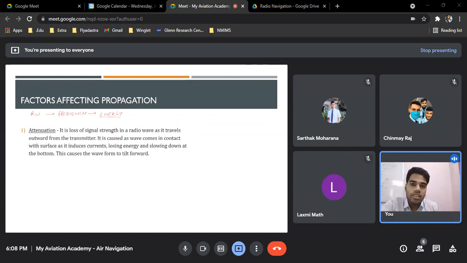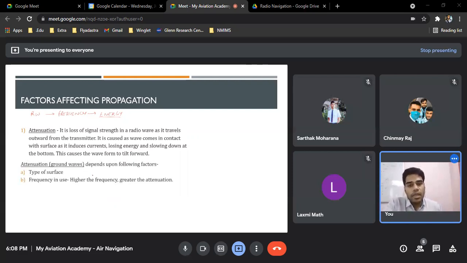Now, this loss in energy could be for multiple reasons. First of all, because it's traveling, it's wasting some energy inside it. Secondly, there are multiple things, for example trees, buildings, and surfaces, which absorb part of this energy. Attenuation depends on the type of surface and the frequency in use. The higher the frequency, the greater the attenuation. Why? If you have higher energy, instead of walking you start running, and when you're running, you're wasting more energy. You have to apply the same logic to frequency or radio waves.